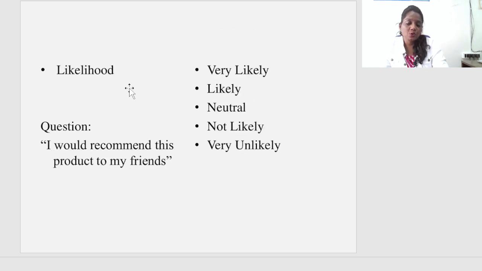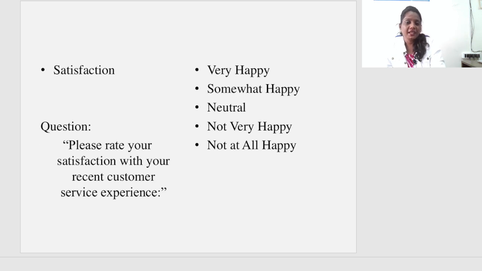If you give that statement, then they will express this opinion, and that is agreement state. And likelihood type of answers means very likely, neutral, not likely, and very unlikely. So I would recommend this product to my friends. Suppose you are using any product and it is very good or not good, so if it is likely, you can recommend. That is likelihood statements.